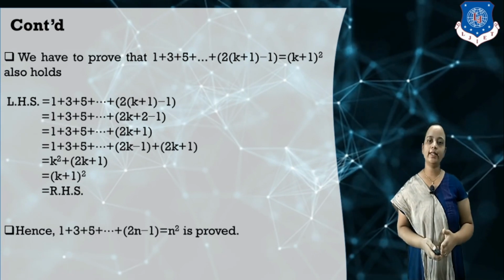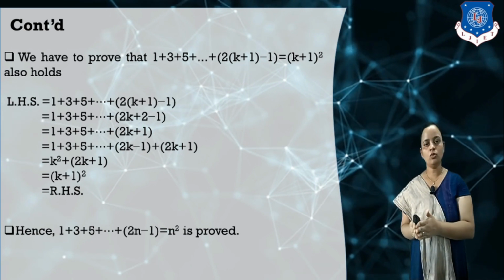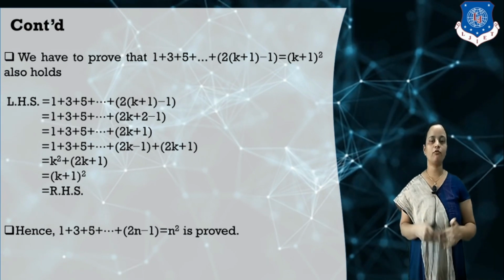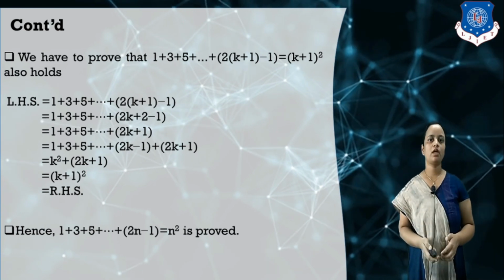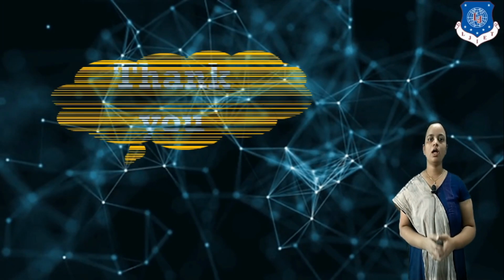So we can say that 1 plus 3 plus 5 up to 2n minus 1 equals n square for every natural number. So I hope this topic is clear to you. Thank you all.